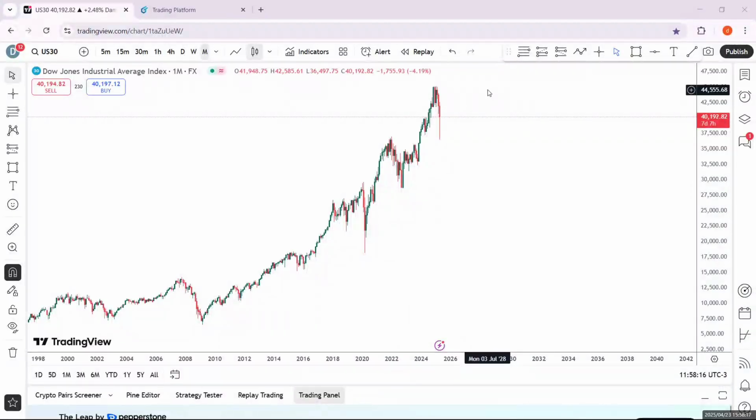We are going to be taking US 30 for our teaching today. The essence is to show you that this particular top-down analysis system can be replicated on any asset at all, be it commodities, crypto, or forex pairs. So far it has a chart, it can be replicated.